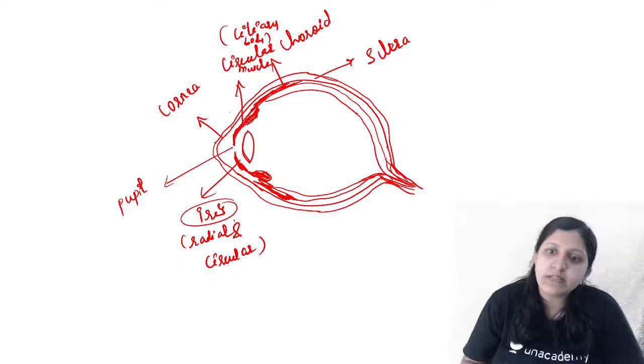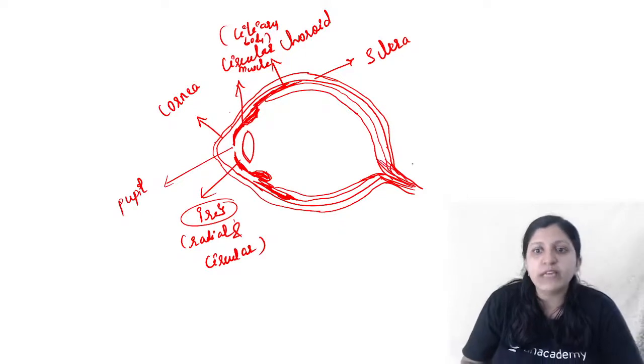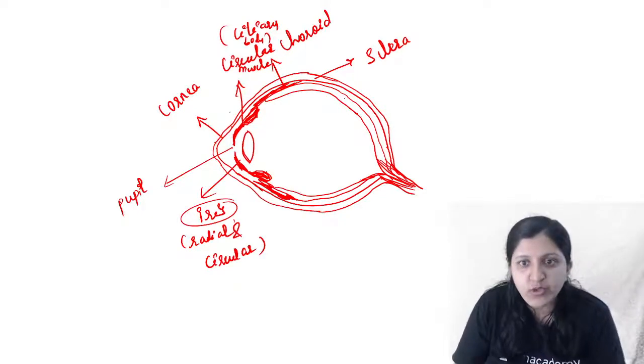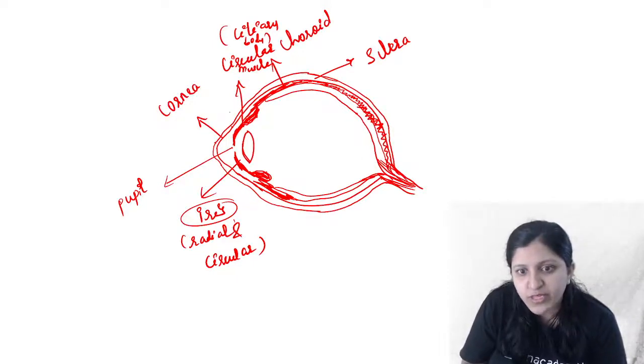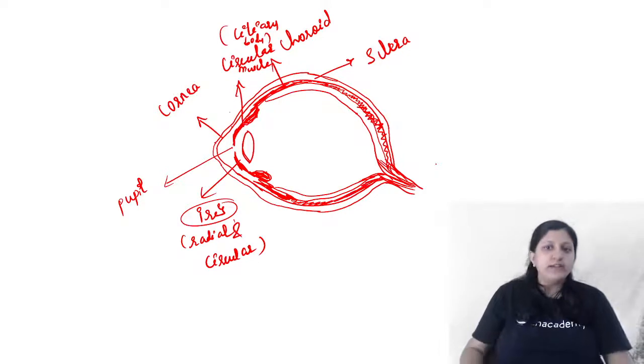So what you can see here is four layers. Four lines you need to draw. The center one, which is richly supplied with blood vessels, I'll fill in. The outermost layer is the sclera. All right, so this is the structure.